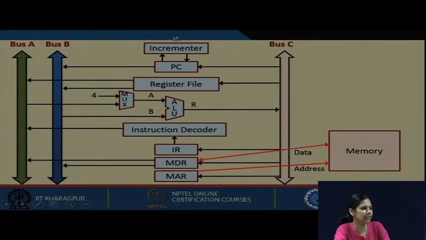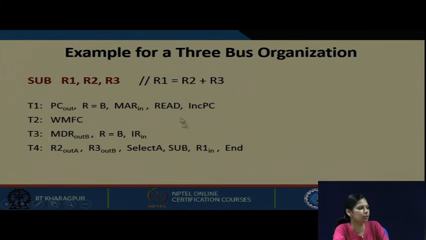PC has got an incrementer, and from this register one input goes to A, another input goes to B. The input which goes to A has to come through this mux and be made available to the A input of ALU, and another input is directly connected. So one input, when we do out, is directly connected to the B input of ALU. Taking this architecture, now we will execute this particular instruction.